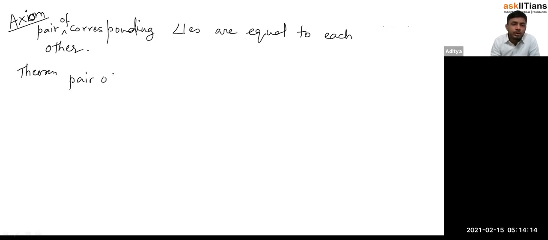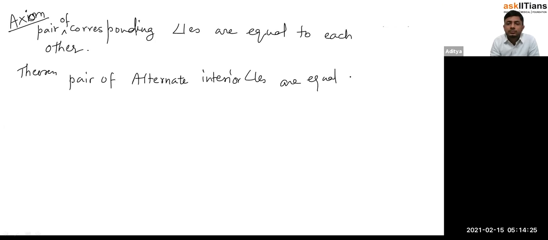Pair of alternate interior angles are equal to each other. How can we prove this? Let us see.